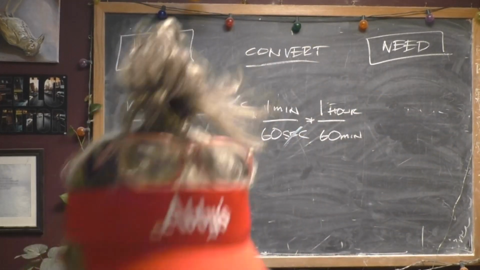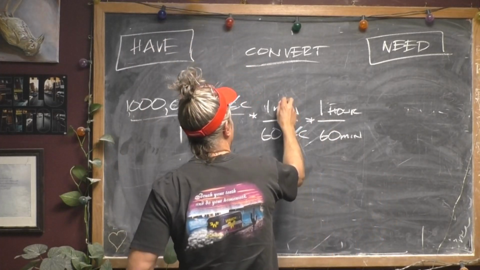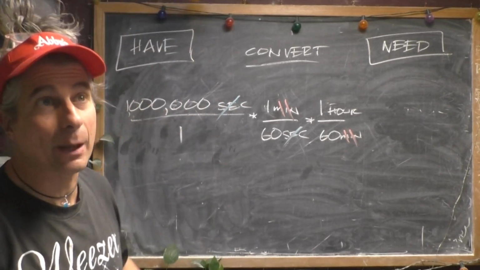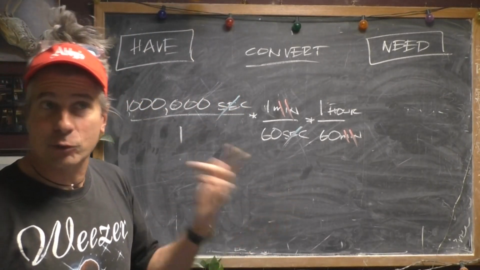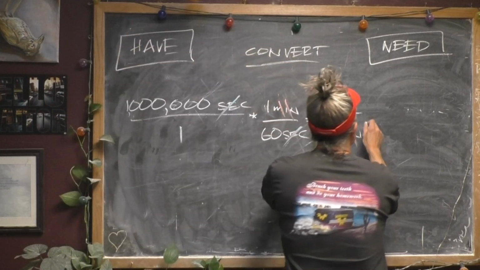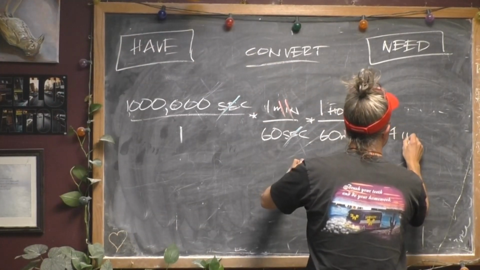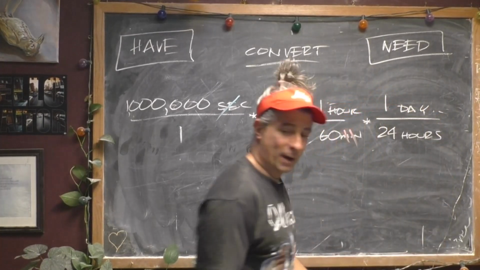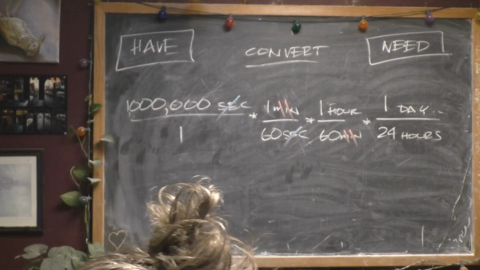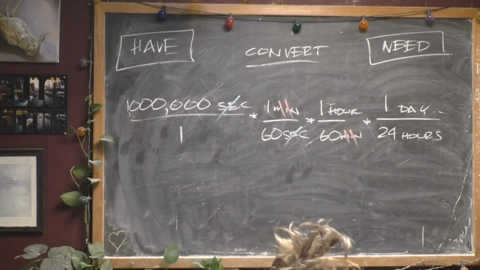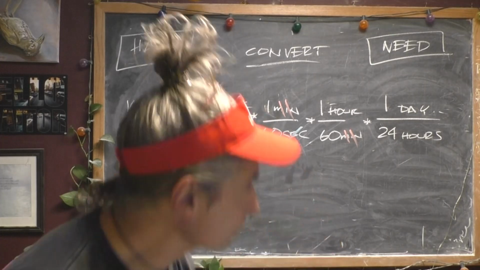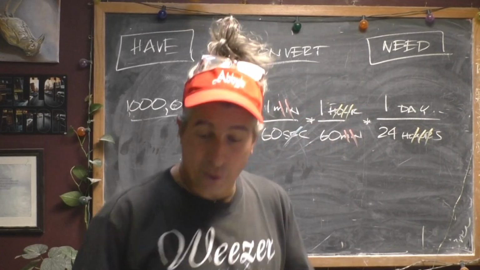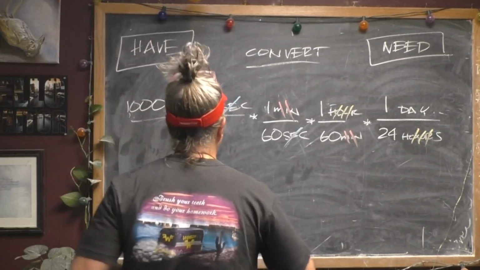And I'm going to get a different marker, because now minutes are going to be gone. Yay. And now we're almost there, because now we got to go from hours to days. That's not bad. 24 hours in 1 day. Let's get a third color. How about a nice blue? Oh, we already got blue. Yellow. All right. So hours are now gone. And the only unit we have left, which is the one we need, is days.